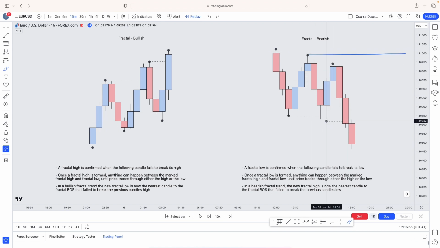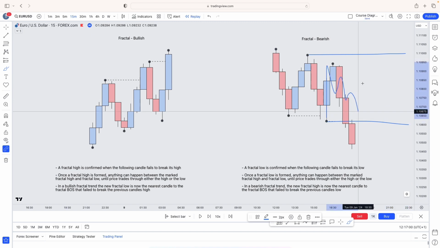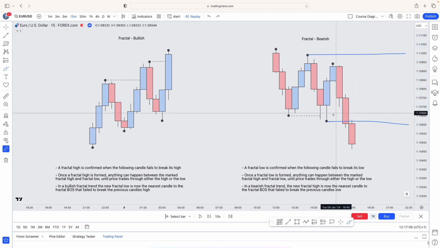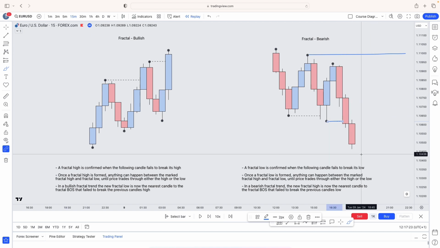So we have our fractal high, and now we have our fractal low here. Anything can happen within this range until we either get a break of the fractal high or a break of the fractal low, okay? So price pushes up here, and then we push down, and as soon as this red candle here trades through this fractal low here, we can then mark on this as our fractal structure break. What do we know when we have a fractal structure break? Well, we know that there's a fractal high that formed that caused that fractal structure break to the downside. In a bearish trend, the new fractal high is now the nearest candle to the fractal break of structure that failed to break the previous candle's low, okay?